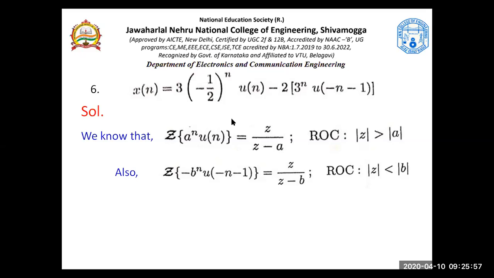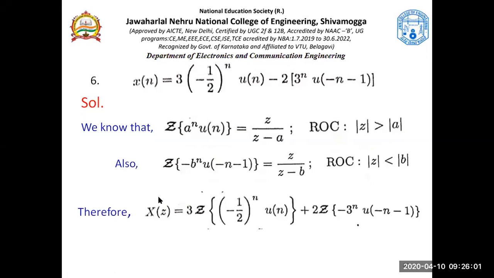Now, if you take the Z transform of this, it is as good as applying the Z transform of these signals. So when you apply the Z transform of these signals, 3 you will keep out, and you will apply the Z transform on this. And here you will keep 2 out, plus 2, and you will apply the Z transform on minus 3 power n u of minus n minus 1, because this is what we need to have. So everybody able to understand that?